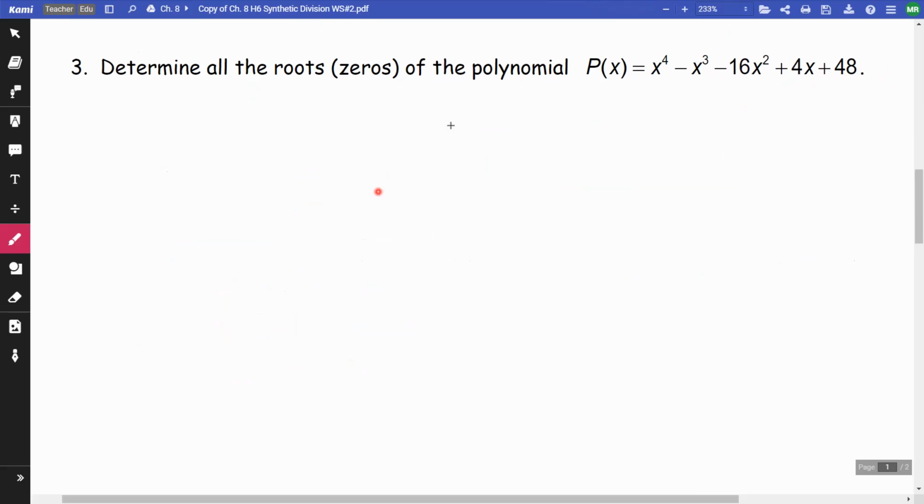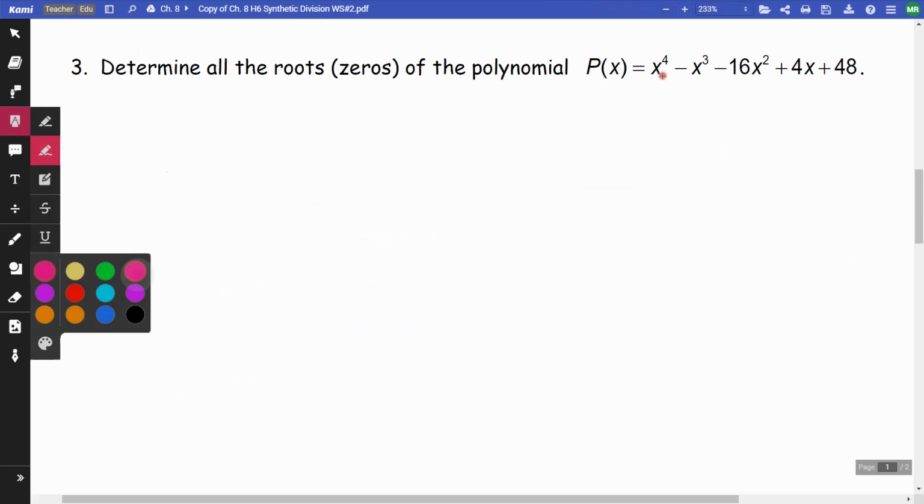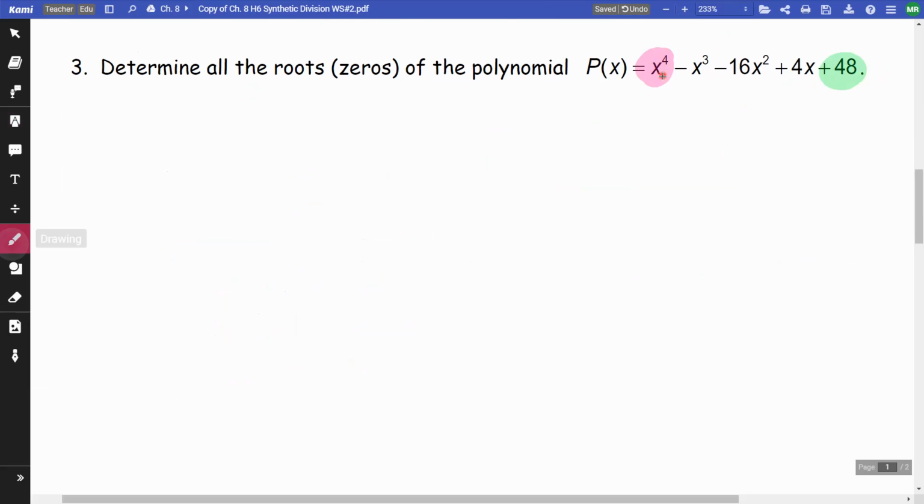Number 3. Okay. This time it's a degree 4, so I'm going to get 4 solutions. I'm going to have to take this down to a 3 and then down to a 2. The one nice thing is, again, my Q's are going to be 1. And my P's, I have a lot of them because it's 48, so I have a lot of choices, a lot of factors of 48.